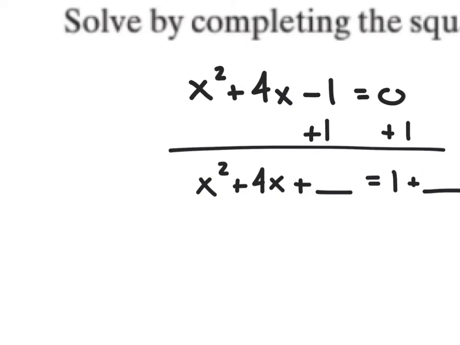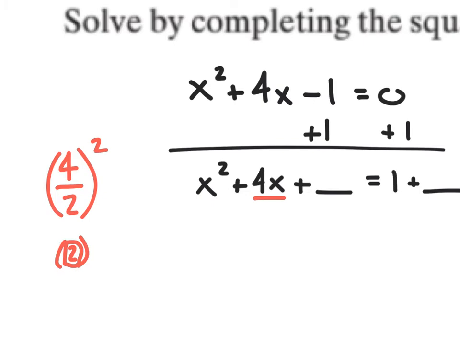Now, what's going to go into this blank is done by the following. I'm going to take my middle term, which is 4x, or just the coefficient, 4. I'm going to divide it by 2, and then I'm going to square it. So 4 divided by 2 is 2, and that's going to be an important number later. Then 2 squared gives me 4. So 4 is going to go here, and it's going to go here.